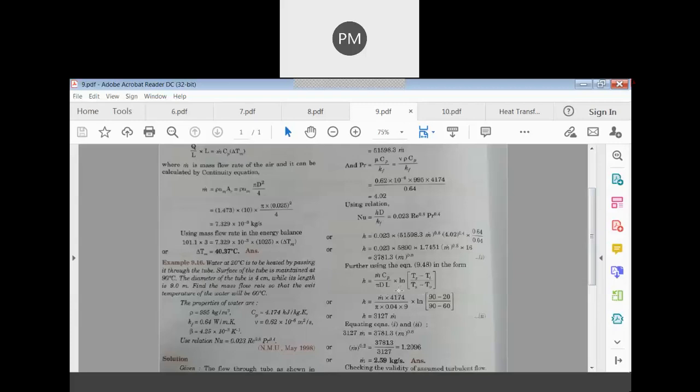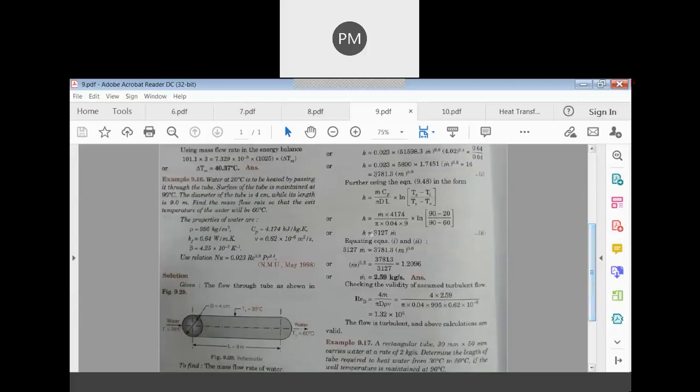Actually, what is this? h into As by mCp. Ln of (Ts minus Ti) by (Ts minus To) is nothing but h into A. Pi dL is nothing but surface area. So if you take it to the left hand side, it is nothing but h into As by mCp. From that formula only we have derived the exit temperature. That formula we have used here.